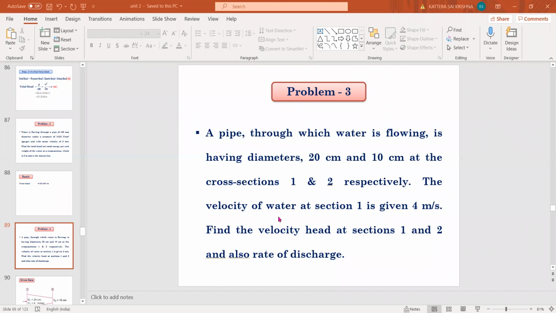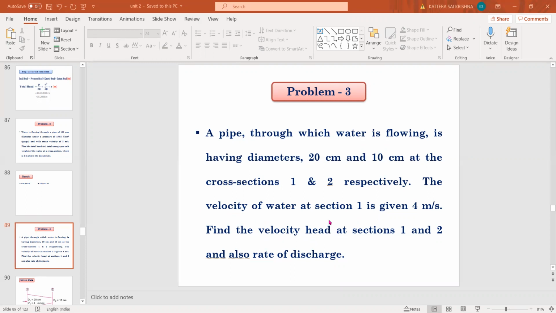So the velocity of water at section 1 is given as 4 meters per second. So velocity V1 is given, 4 meters per second. Find the velocity head. So here what is given? Velocity V1 is given. So what is being asked to find? It is asking to find the velocity head.